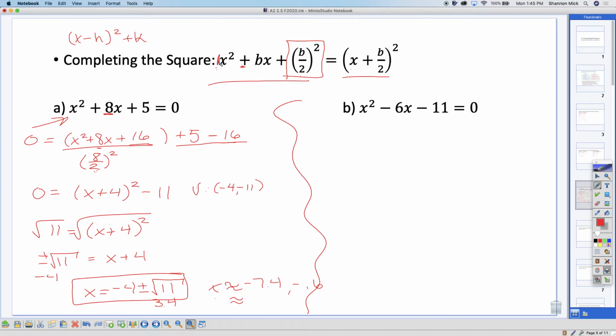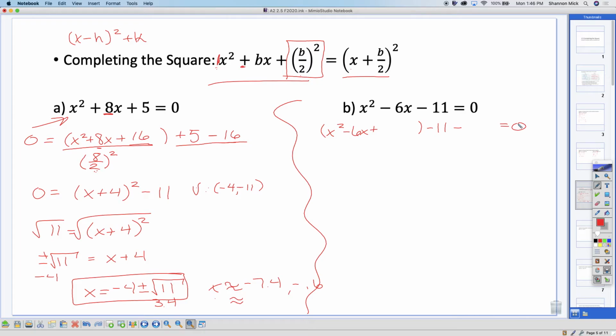Okay, so x squared minus 6x minus 11 equals 0. First thing I do is kick out my constant, 11. So I have x squared minus 6x plus, why is it always going to be plus? Because you're squaring it, so it can work out in the end. And then minus. So next, what do I do?